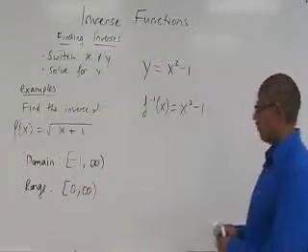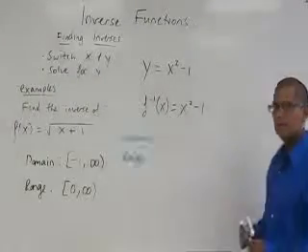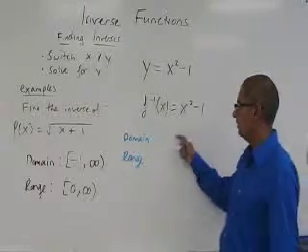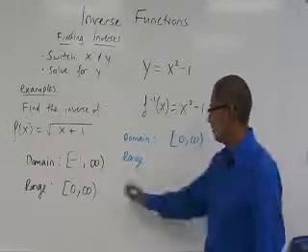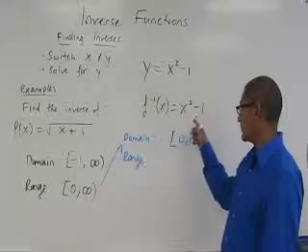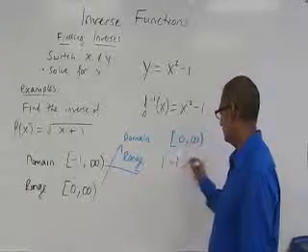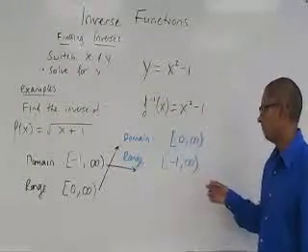On the other hand, what is the domain and range of the inverse function going to be? Well, remember they switch domain and range. So the domain of this function will be from 0 to infinity, because it's coming from this range here. And the range of this new function, this inverse, is going to be from negative 1 to infinity. So the domain and range switch.